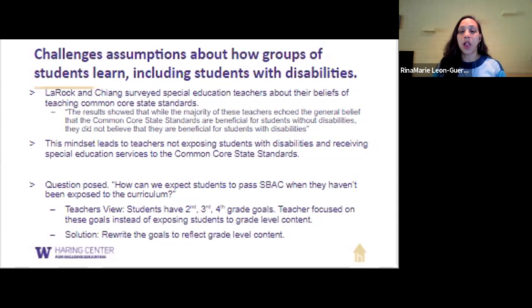The solution for the following school year was two-pronged. First, rewrite goals to reflect grade level content and standards. Second, provide instruction and find entry points for students to those Common Core standards. Decisions were made based on this baseline data.